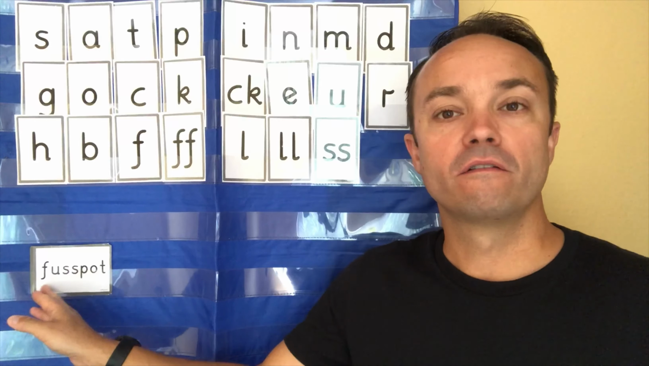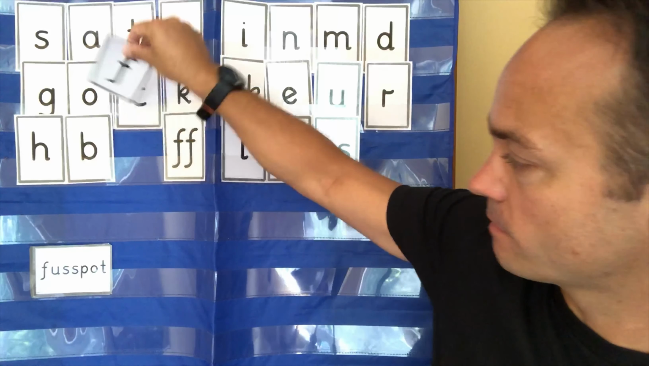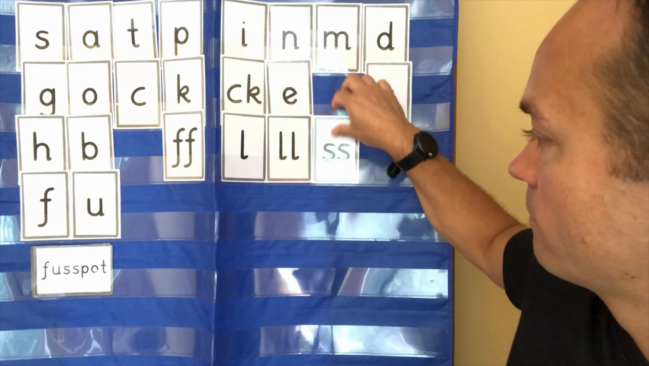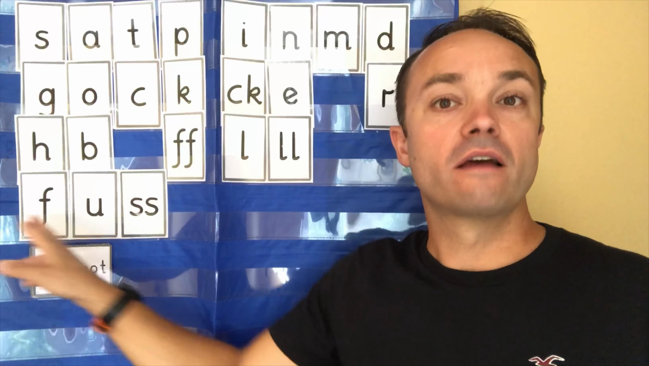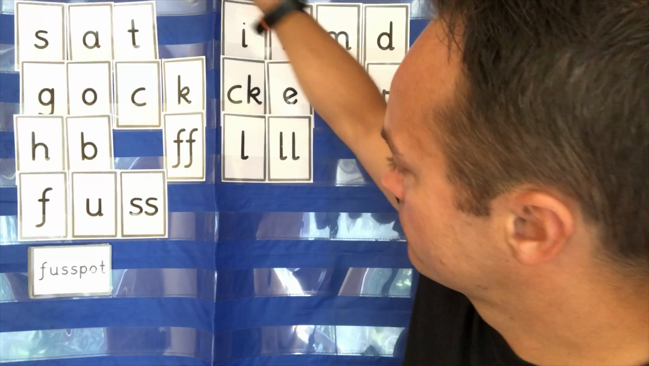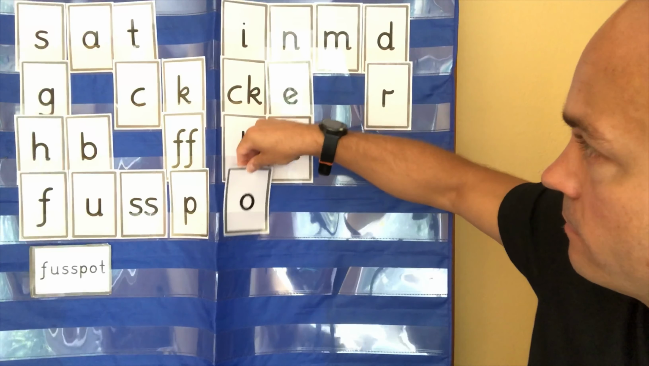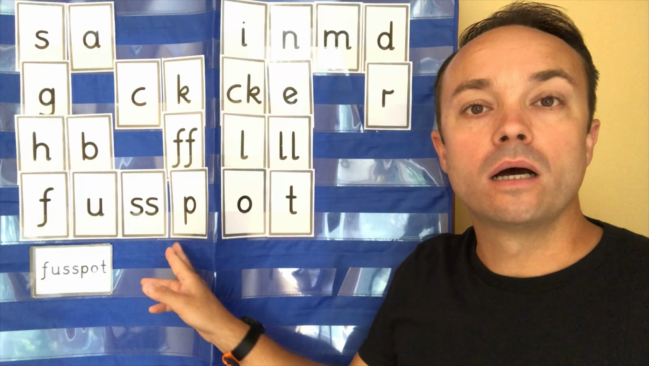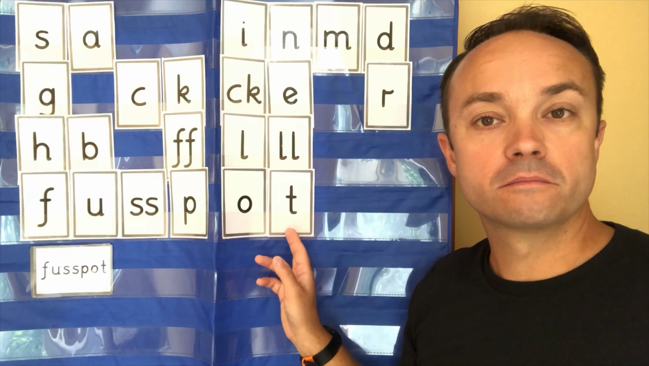So we've got fuss, pot, 2 syllables. F-a-s, fuss. P-o-t, pot, fuss pot.